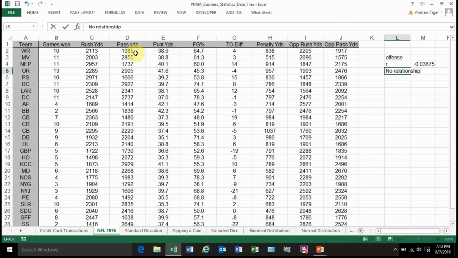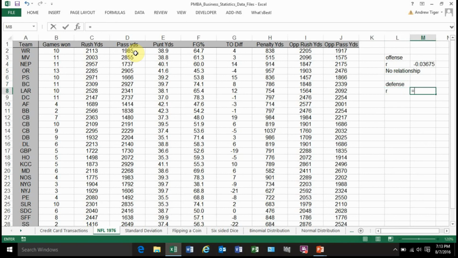They're not related. Just because I have a team that can run the ball well does not mean one thing or the other about a team. It doesn't mean that having a good running team means that I have a bad throwing team. It just means they're not related. Knowing one gives me no information about the other. That's what no relationship means. Well, what about the defense?